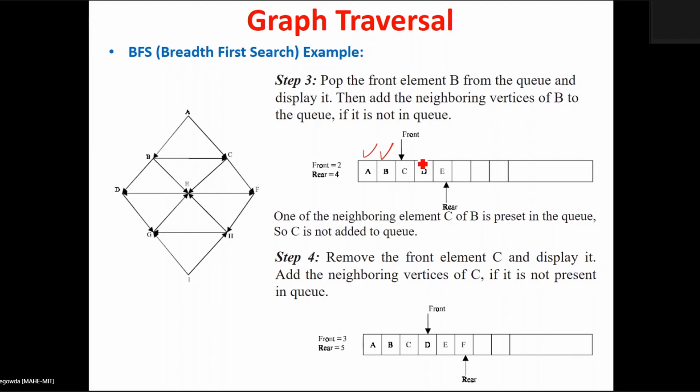Now in the next step, you have to take out the front element, the one pointed to by front, and display it. After displaying it, the front is pointing to D now. Now you will find out the neighbors of D. The neighbors of D are nothing but G, only G we have here.